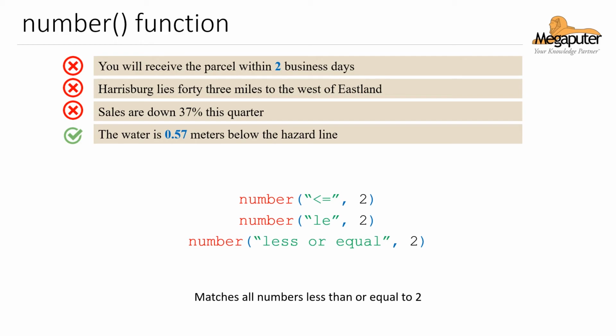Now, there are also additional restriction parameters for the number function. To find a listing of these, please refer to the PolyAnalyst Help Manual.